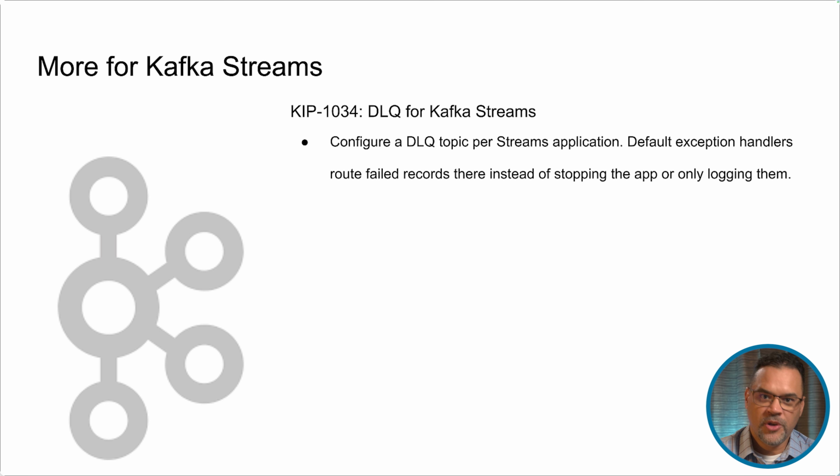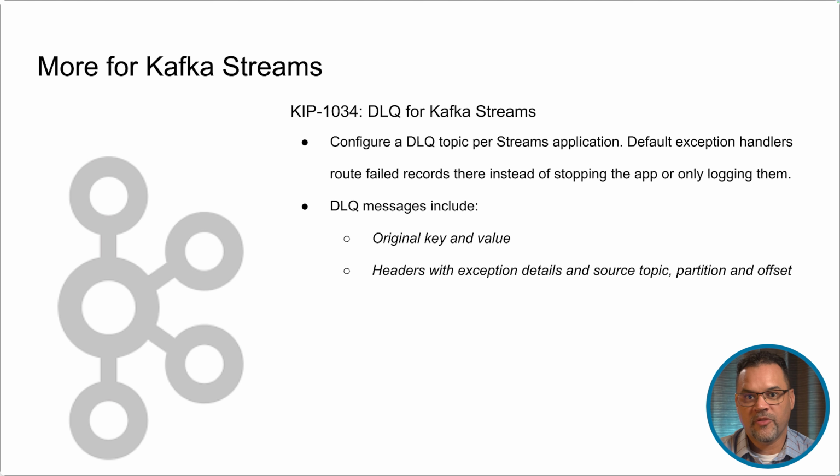With this feature, you create a new topic in your Kafka cluster, then add this new topic name as the dead letter topic in your Streams configuration. From there, the default exception handler will create and send a DLQ message to this topic. Now, this DLQ message includes the original key and value, along with information about the exception that got us here in the first place. Now you, the developer, get to decide how to handle these exceptional events.